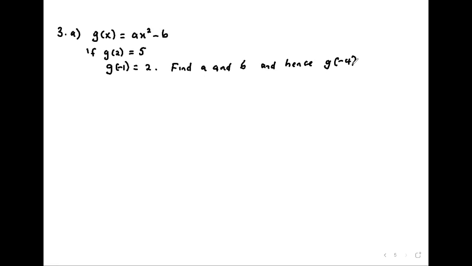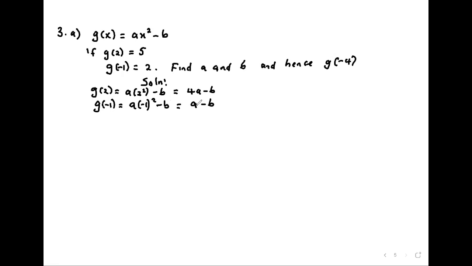So the function g is given. If g of 2, so now as you are solving this, you follow the language. G of 2, meaning you must know what g of 2 is. G of 2 is a 2 squared minus b. This is 4a minus b. G of -1 is a -1 squared minus b, which is a minus b.